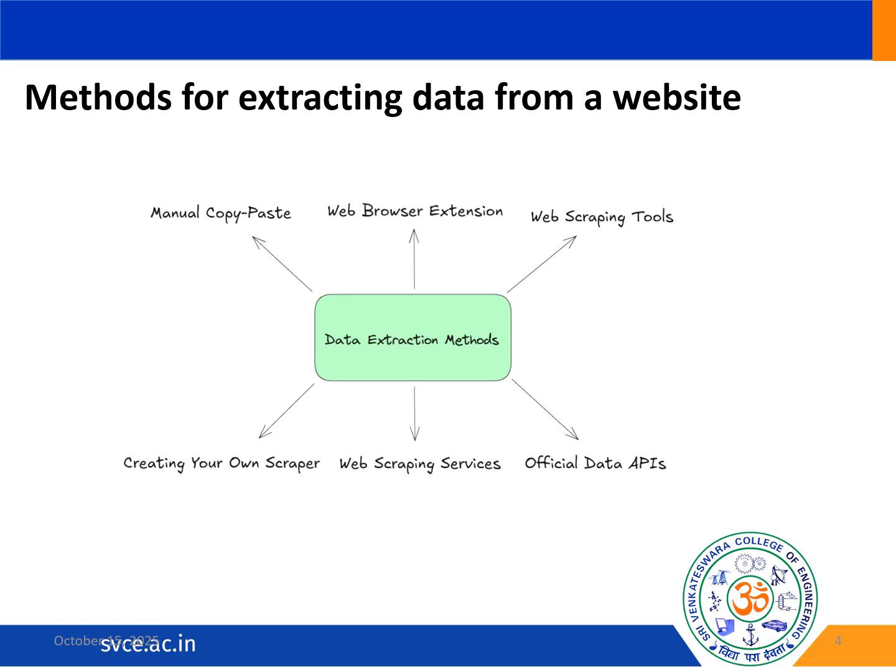It is one of the very simple methods to extract data from a website, simply copying the data and pasting it into a spreadsheet or other document. This method is suitable for small amounts of data, and it can be used when the data is easily accessible on the website.